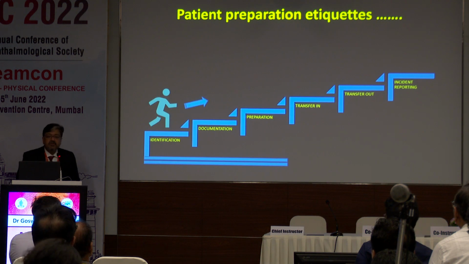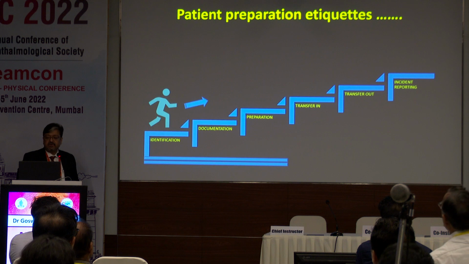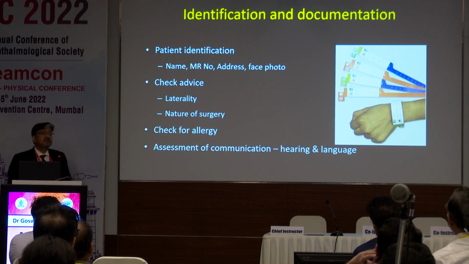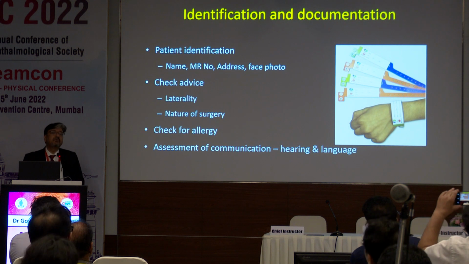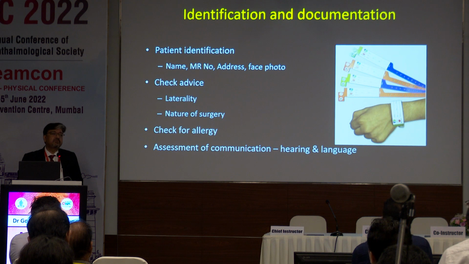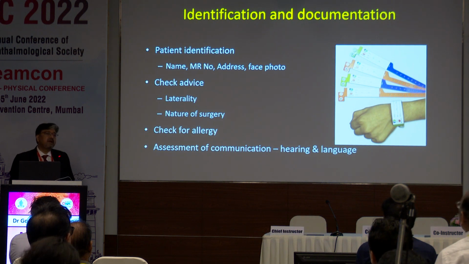So patient preparation etiquette involves various steps, as I would be going one by one: identification, documentation, preparation, transfer in, transfer out, and incident reporting. So identification is an extremely important step. The moment the patient walks into the hospital and goes in for an admission process, the first thing that should be done is identification tag should be put on the patient so that one knows that this is the patient who is planned for surgery.